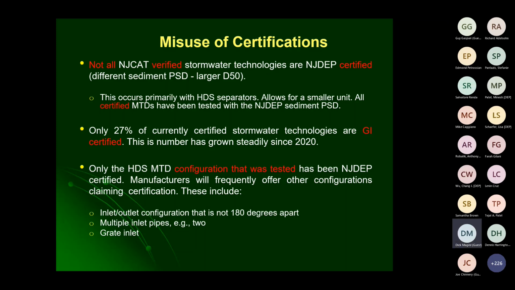And the biggest exception is they want to use a different sediment particle size distribution, or what we call a larger D50. 50% of the particles are smaller than, and 50% by mass are larger than. The NJDEP PSD requirement is 75 microns for D50, which involves clay silt that's very representative of what you might get in New Jersey.